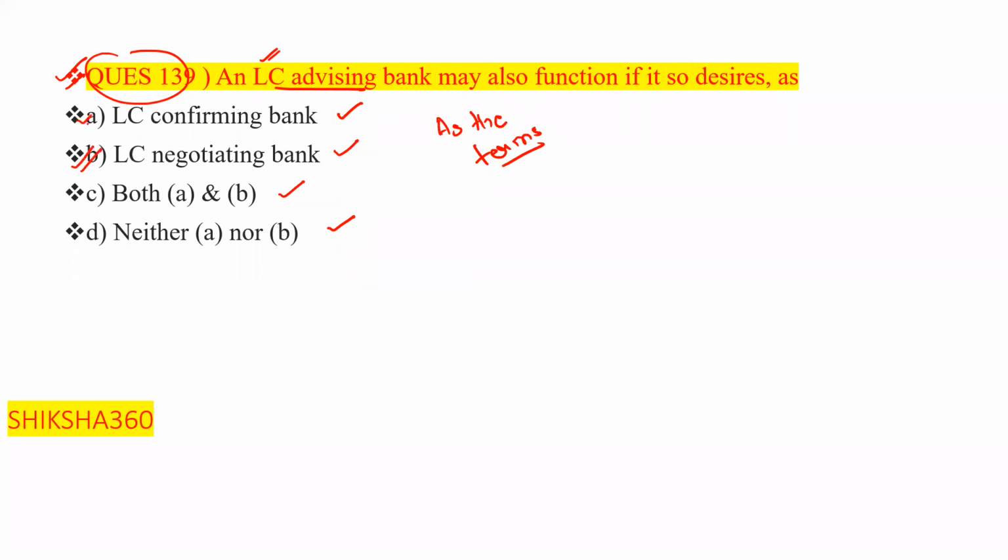So here both A and B are correct. So the answer is option number C, that is both A and B. So it depends on the terms and conditions under the LC. Sometimes it will work as both the confirming bank and the negotiating bank.